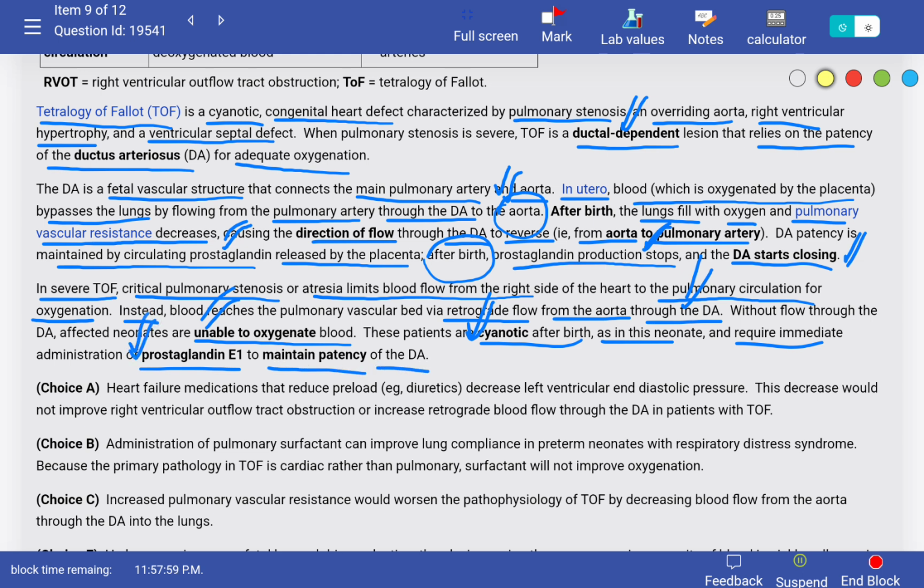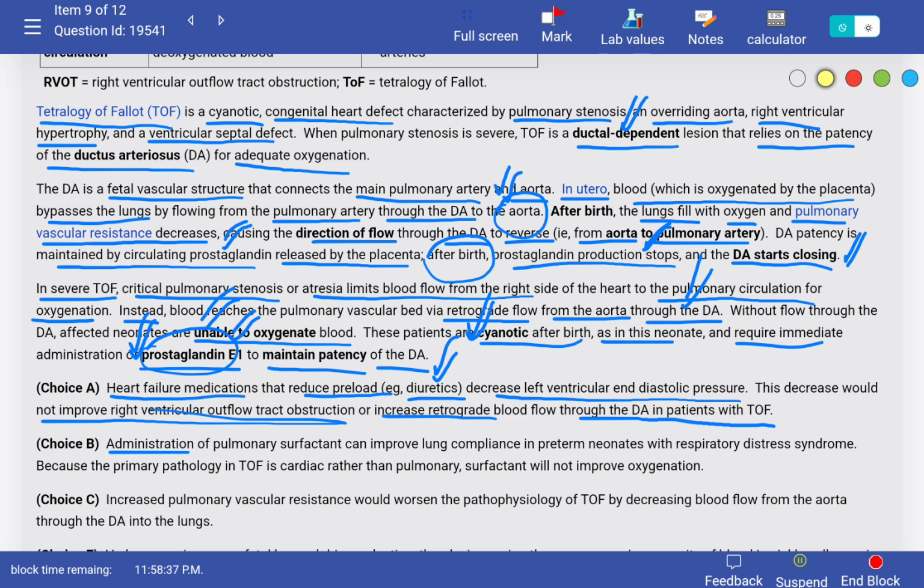So we can use for the treatment prostaglandin E1 or E2, right? So that will maintain the patency of the ductus arteriosus. Why not option A? Because heart failure medications that reduce preload, for example diuretics, decrease left ventricular end-diastolic pressure. This decrease would not improve right ventricular outflow tract obstruction or increase retrograde flow through the ductus arteriosus in a patient with tetralogy of Fallot.